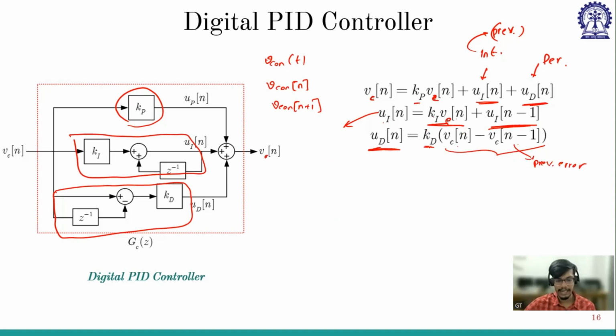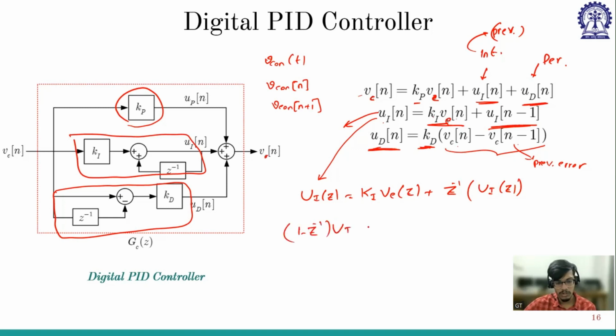Multiplied by KD. If I apply the Z transform to the equation for Ui of n, we get Ui of Z equals Ki into VE of Z plus Z inverse into Ui of Z, right? If I bring this Z inverse across, we get (1 minus Z inverse) into Ui of Z equals Ki into VE of Z.